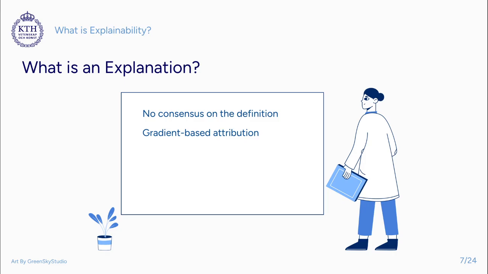Among attribution methods, we focus on gradient-based attribution. So we use gradient explicitly. We focus on this method because it is well-defined mathematically and easier to formalize compared to other methods that are heavily engineered.